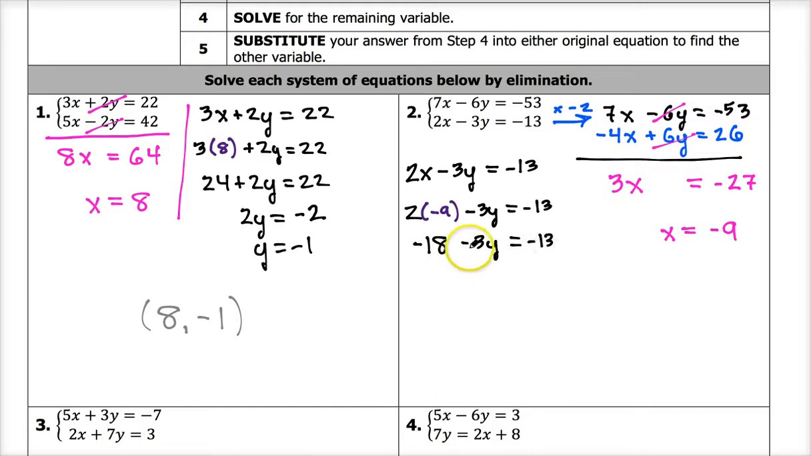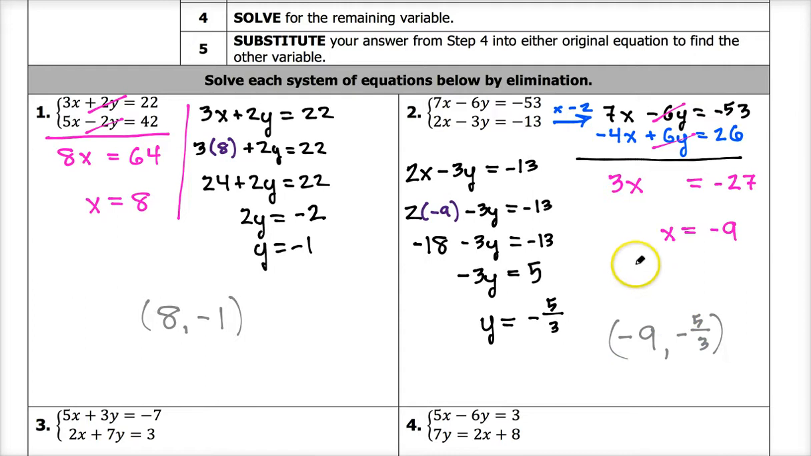I'll need to add 18 to both sides, and that gives me negative 3y equals positive 5. And then if I divide both sides by negative 3, I get y equals negative 5/3. So my ordered pair for this system is negative 9, comma, negative 5/3.